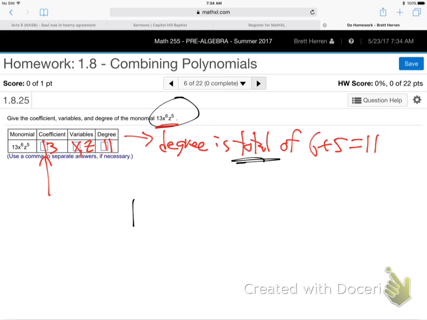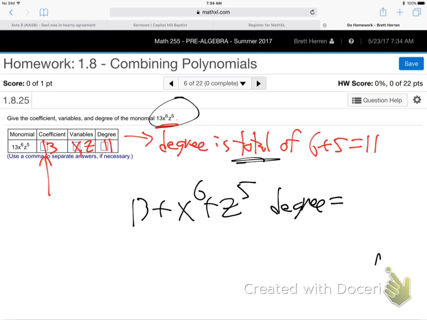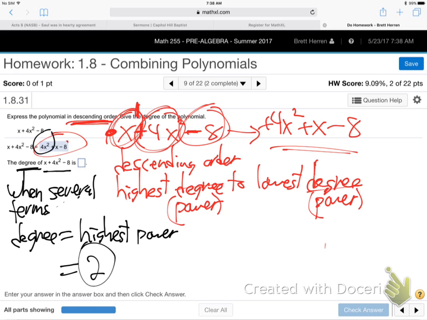But whereas if it had been 13 plus x to the 6th plus c to the 5th, in that case, what would the degree be? If they had been 3 separate terms, a trinomial instead of all one term, then I would not have added them together. They're not together. They're separate. So what would I do for the degree in that case? Just take 6. The degree would just be the highest in that case. See the difference? So if they're separated, then don't add them together. Just take the highest one. So they're all separate, we just take the highest. If they're together, you add them up. Good on that? Questions on that? Okay.